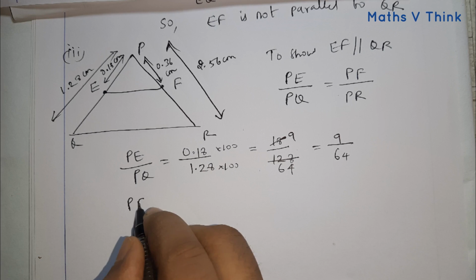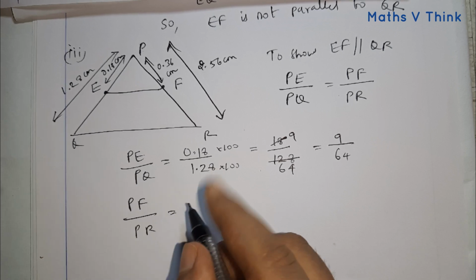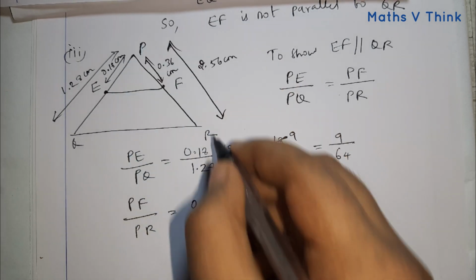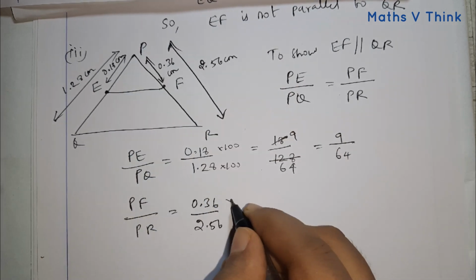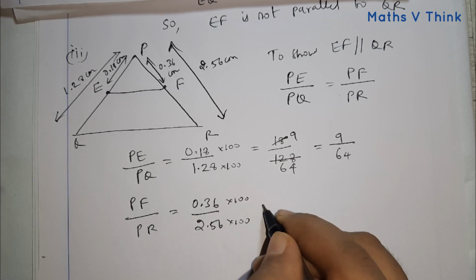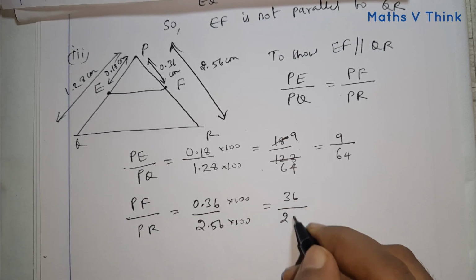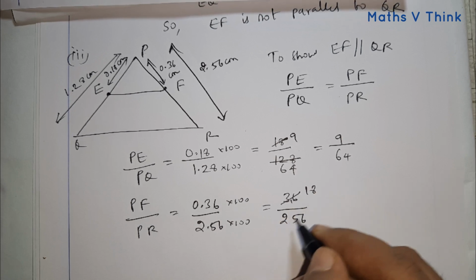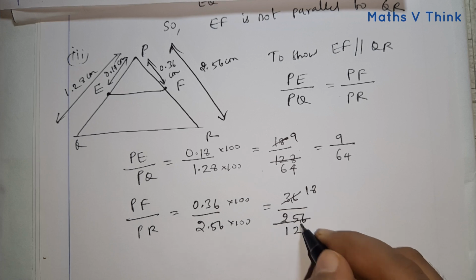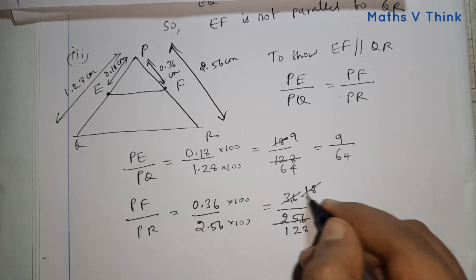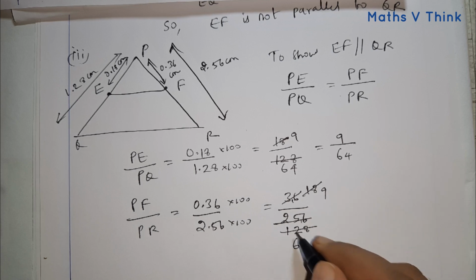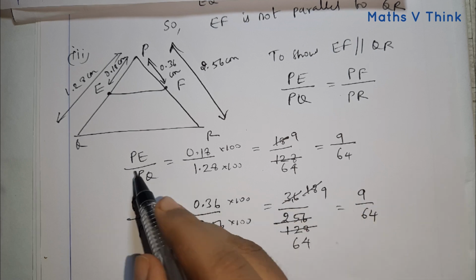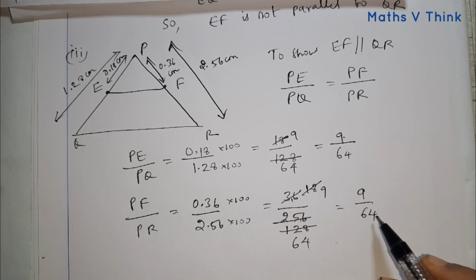Next, PF by PR. So PF is 0.36 by PR is 2.56. So again multiply by 100. The points will be removed. So 36 by 256. So again 2 table. 2 1s are 2, 2 2s are 4, 2 8s are 16. Again 2 table. 2 9s are 18, 2 6s are 12, 2 4s are 8. So now we got 9 by 64. You can see in this case 9 by 64 is equal to 9 by 64.